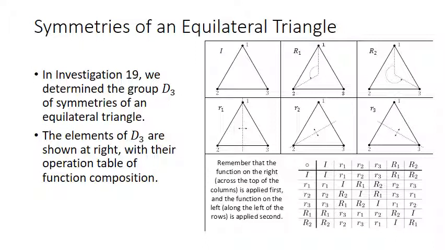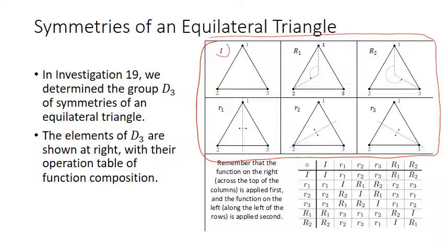Okay, so first I want to remind you of Investigation 19. In that investigation, we investigated the symmetries of an equilateral triangle. And I believe you guys on the board during that investigation actually made the operation table, which I've shown you on the bottom right corner here. So I hope you remember that we named that group D3, the symmetries of an equilateral triangle, that group of 6 elements. And so I've shown all of the 6 elements for you at the right here. So it's these 6 symmetries.